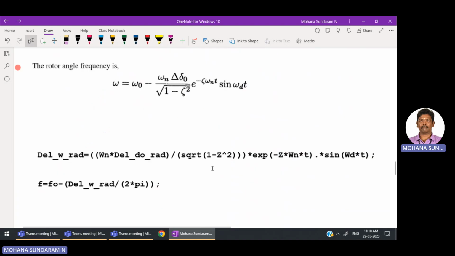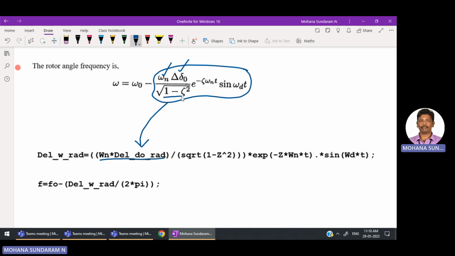Similarly, the next equation is given by rotor angle frequency omega naught. So this portion is given here. Look at this. In the numerator you have omega n into del naught, divided by the square root of 1 minus zeta square, into the exponential term, into sine of omega d t. When it comes to t, you should not use a single star. It should be dot star.